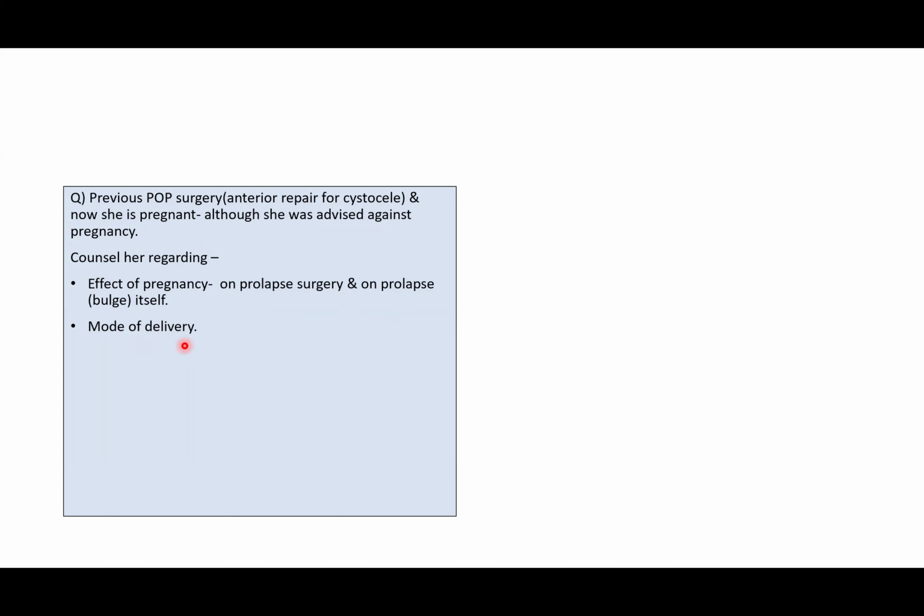What about the mode of delivery? The patient had prolapse surgery before, so at the moment there is no bulge. That is why we have to examine. If there is a bulge, then offer vaginal delivery. If there is no bulge, then we can offer cesarean section.